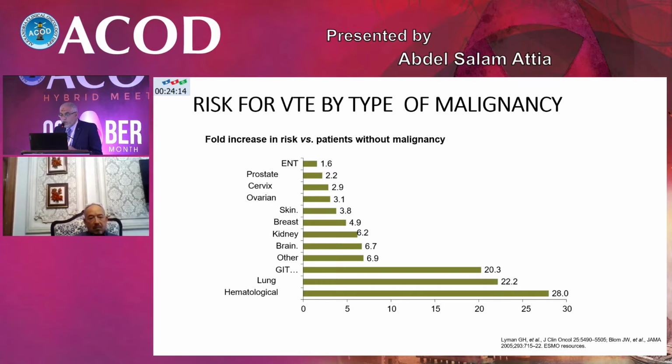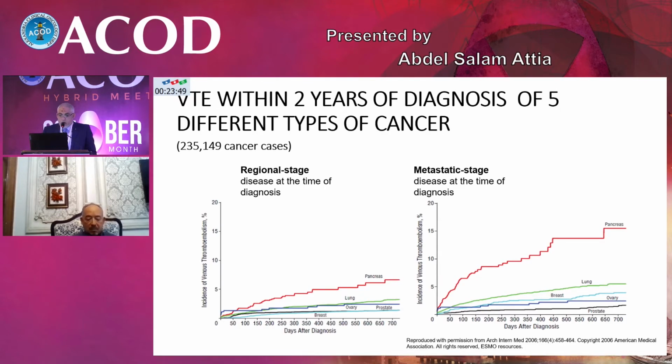The risk for the development of vascular thromboembolism increases with the type of malignancy, with the highest risk, about 30% of cases, in hematological malignancy, and about 22% in lung cancer. The lower risks are with prostate cancer and ENT cancer. Also, with the progression of the disease, we have a higher risk. And as we all know, cancer of the pancreas has the highest risk among GI cancers of developing vascular thromboembolism, and this risk increases in the metastatic situation. It is far higher in the metastatic situation compared with only the regional stage.